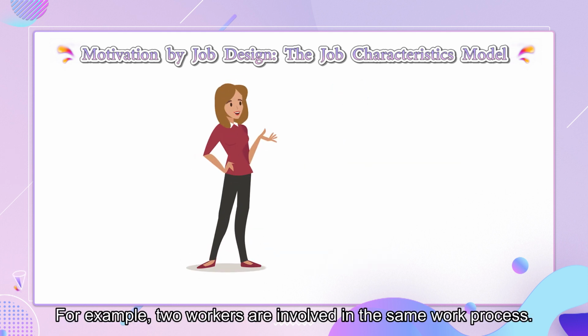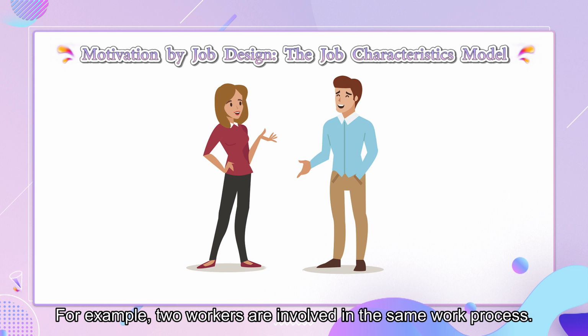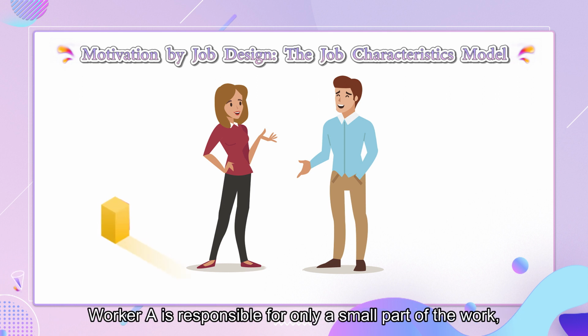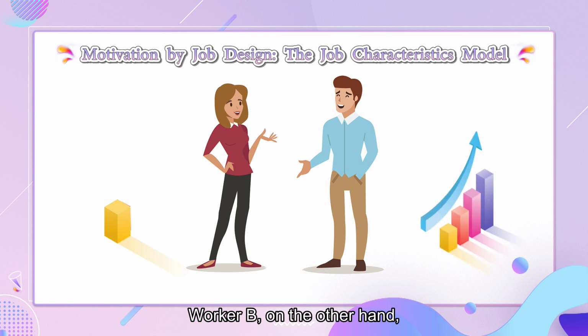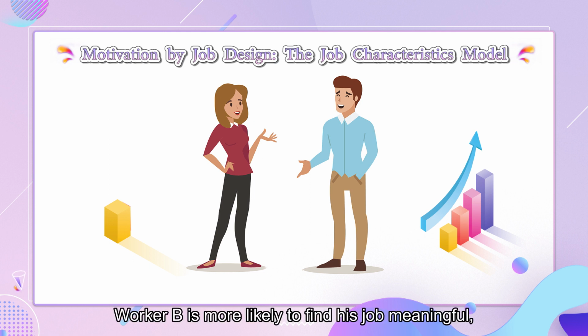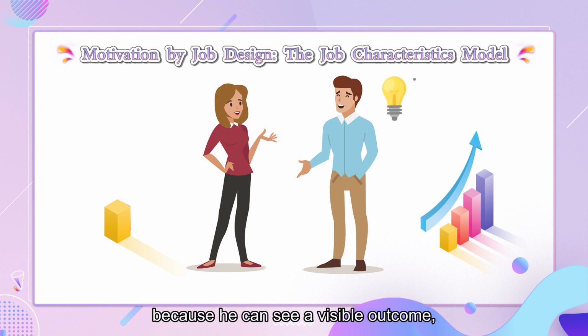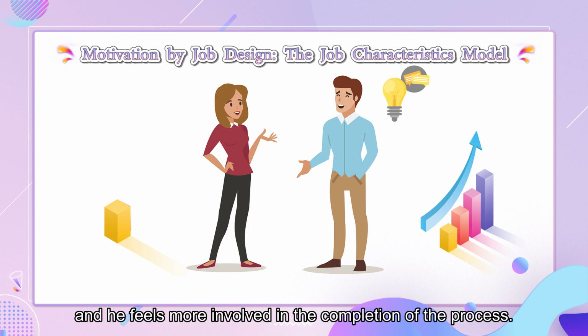For example, 2 workers are involved in the same work process. Worker A is responsible for only a small part of the work, probably in the first phase. Worker B, on the other hand, is involved throughout the entire process. Between the 2, Worker B is more likely to find his job meaningful because he can see a visible outcome, and he feels more involved in the completion of the process.